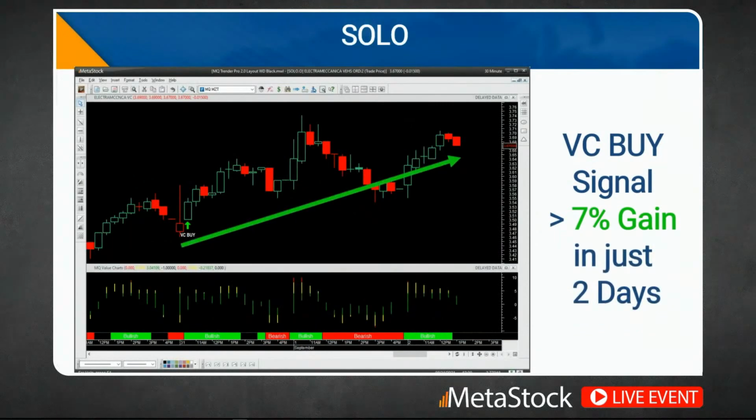This is just from the last couple of days, these examples here. This is 2 days ago. We were watching Solo, which, many of you might know, is an electric car maker. I was looking for an entry, and the Hedge Fund Fixer indicator signaled a buy entry, and it gave us more than a 7% gain in a couple of days, and this one's still going. This is on the 30-minute chart.